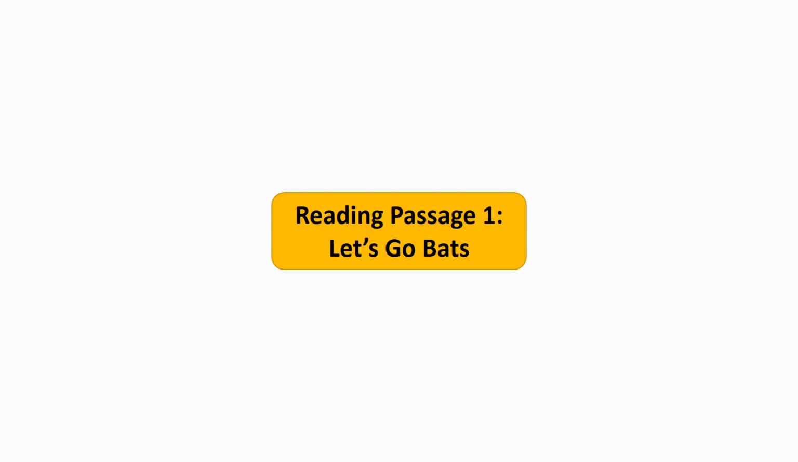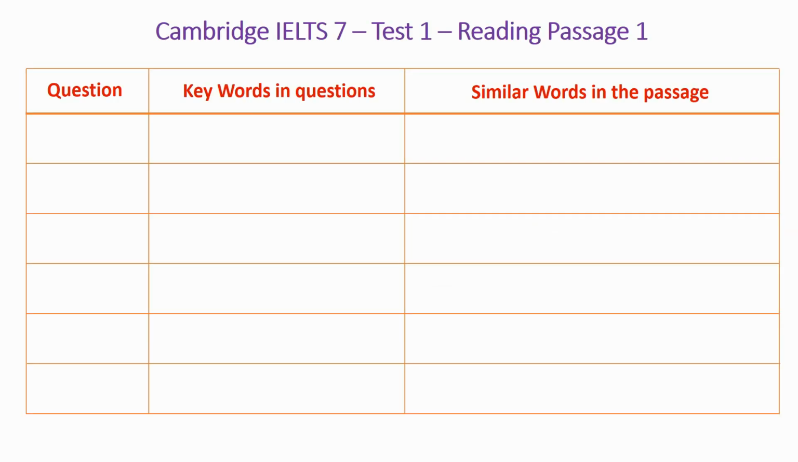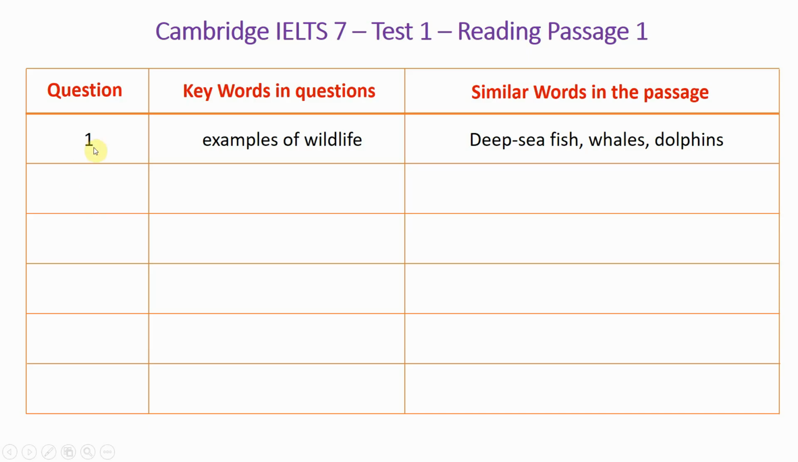Let's get started. Reading passage 1, let's go bats. This is the keyword table, and I also write the number of questions. For example, for question number 1, examples of wildlife: deep sea fish, whales, dolphins. This is really important and great for matching heading questions. And you can review this document by yourself after you take this test.